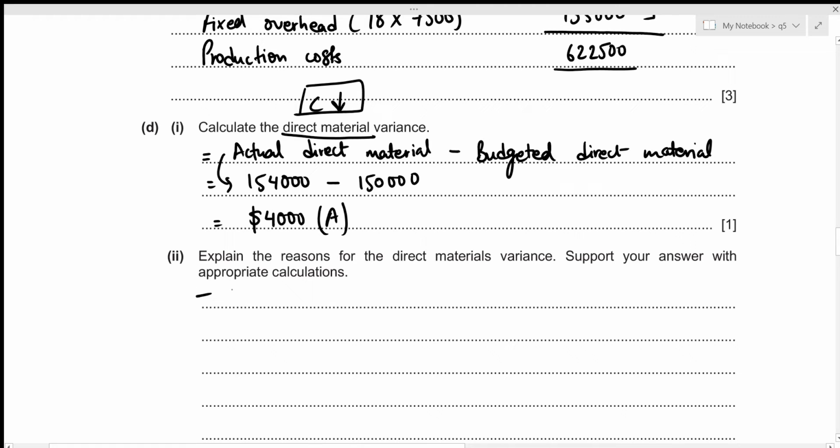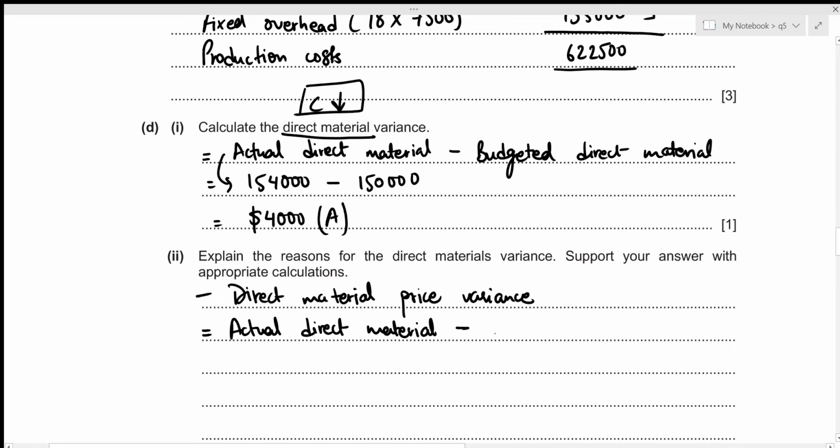And in order to figure out whether it's true or not, let's first figure out our direct material price variance. Okay, and this is just going to be the actual direct material cost minus the budgeted, but in this case our budgeted rate would be the same. So that's budgeted direct material cost per kilo times the number of actual kilos.